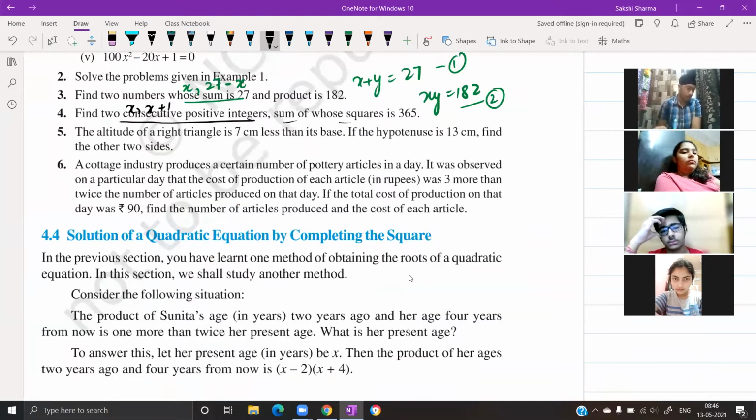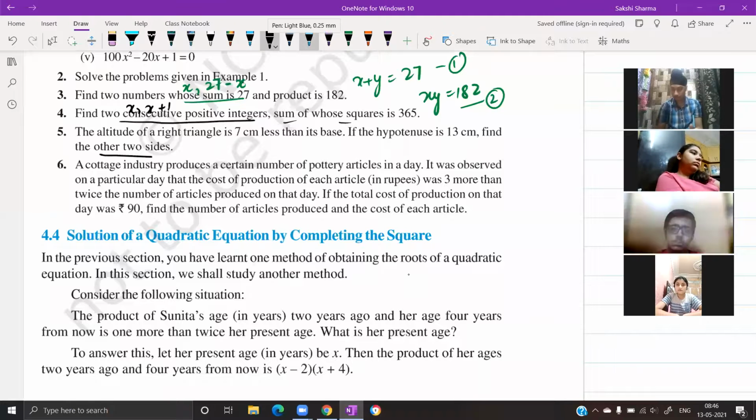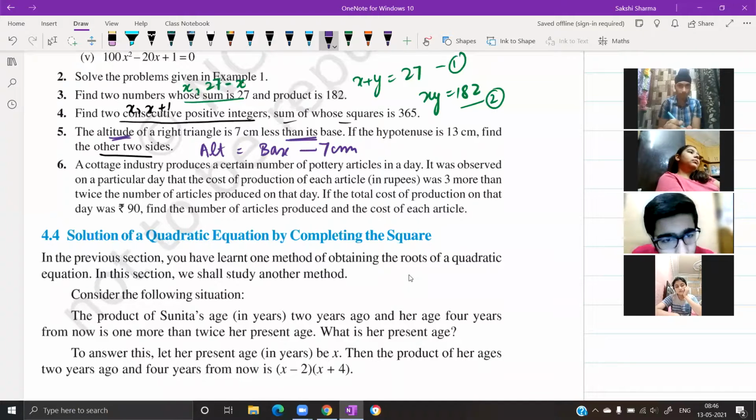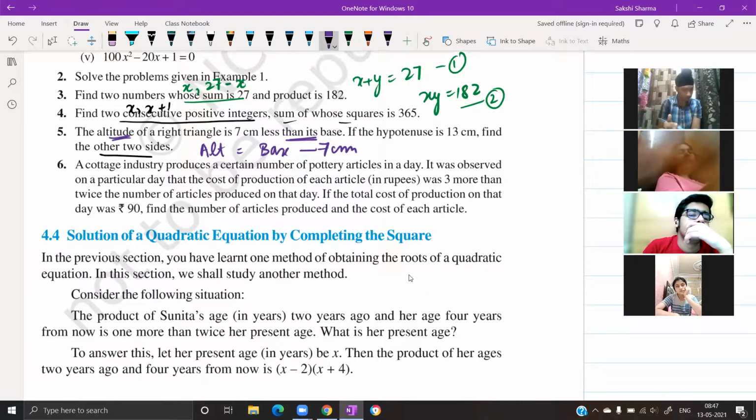Fifth question: the altitude of a right triangle is 7 centimeters less than its base. Hypotenuse is 13 centimeters. Find the other two sides. You have the exact measurement for the hypotenuse. A relation between the perpendicular and the base is given. So we will start by assuming the two. Altitude equals base minus 7 centimeters. You can assume any one of the two, either the altitude or the base, and then find out what will be the second value.